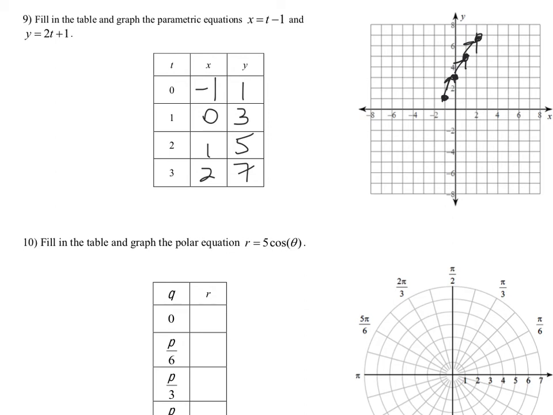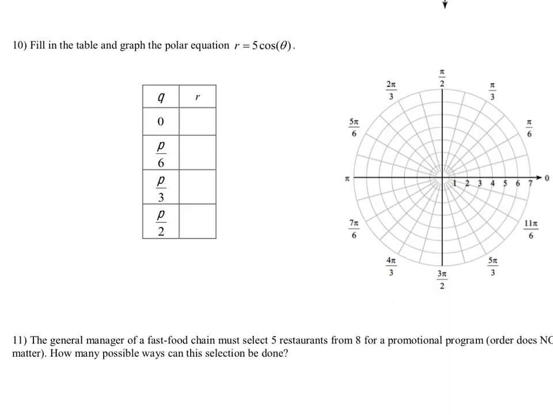Second point is 0, 3. Next point is 1, 5. And the last point was 2, 7. I graphed those on the graph, and I drew arrows to show the direction over time. And that's all you have to do for that one. Okay, in the next problem, we're going to fill in the table and graph the polar equation.